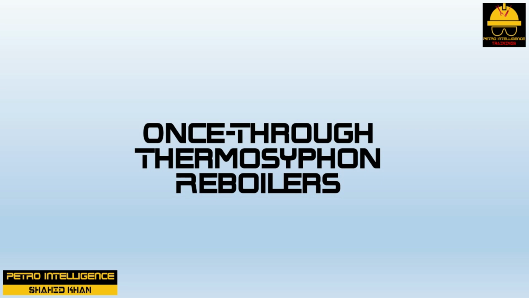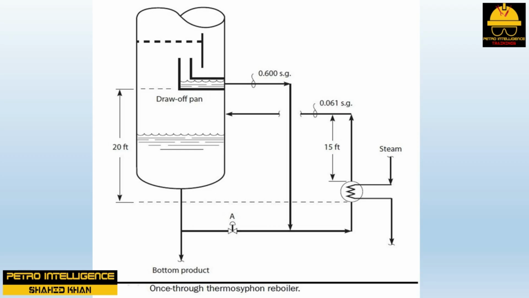Thermosiphon reboilers. Once-through thermosiphon reboilers. This picture shows a once-through thermosiphon reboiler. The driving force to promote flow through this reboiler is the density difference between the reboiler feed line and the froth-filled reboiler return line. For example, the specific gravity of the liquid in the reboiler feed line is 0.600.